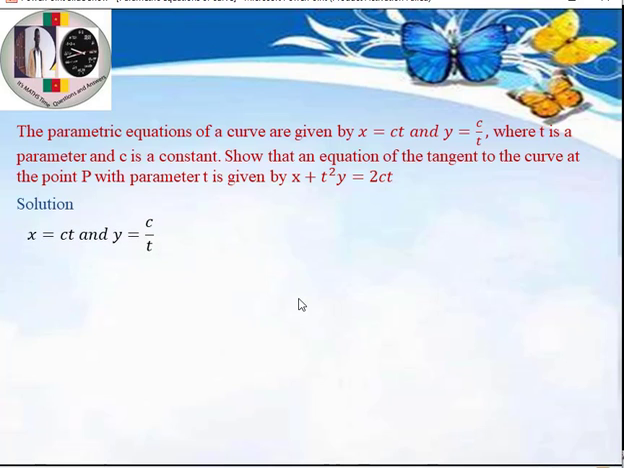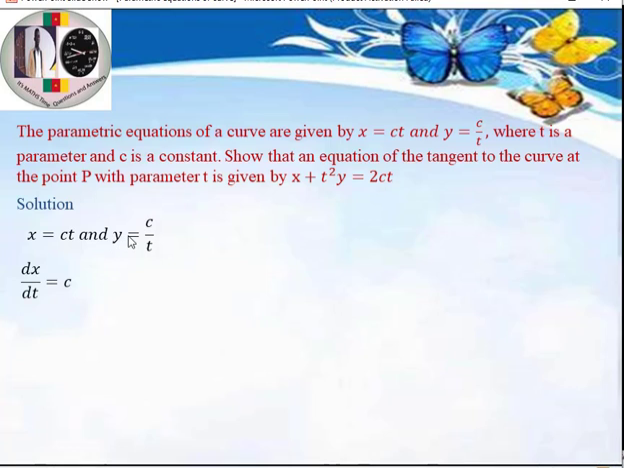So we can differentiate x with respect to t. We are going to have dx/dt, which will give us c, because t is to the power 1, and when differentiating we bring the power in front and reduce the power by 1. c is a constant, so it's left untouched. T to the power 1, we bring 1 in front, so 1 times c t. T to the power 1 minus 1 is 0, so t to the power 0 is 1, so t vanishes. So we have c there.